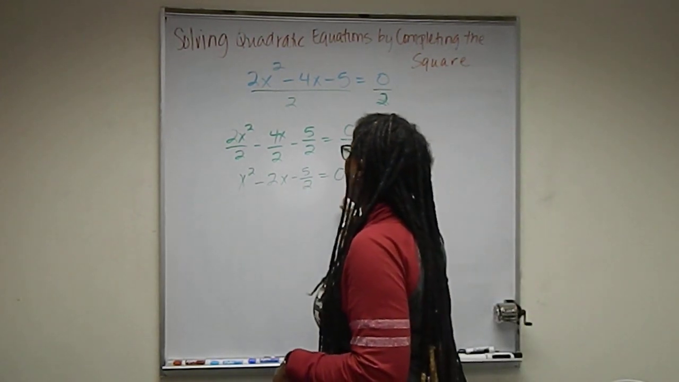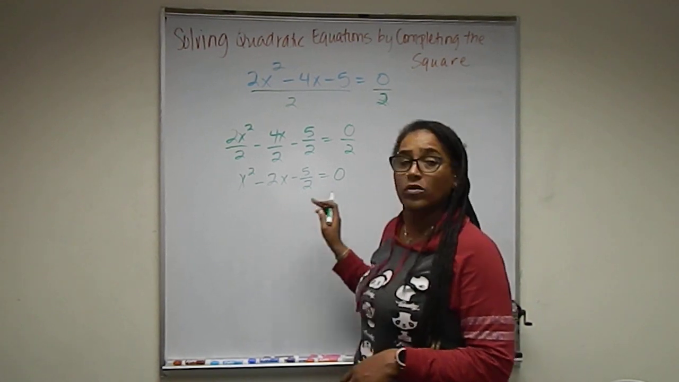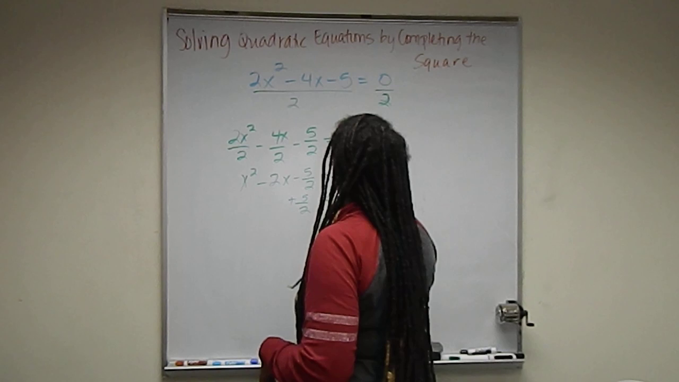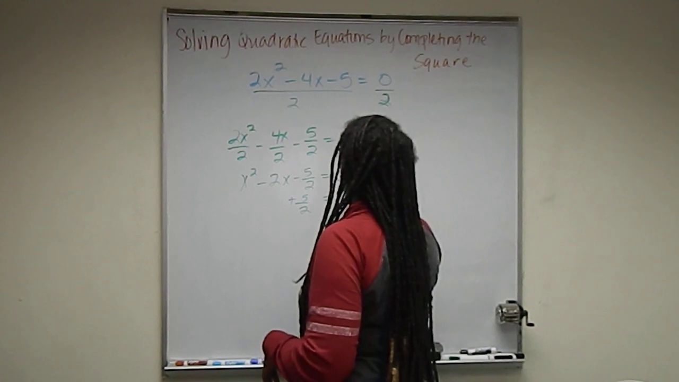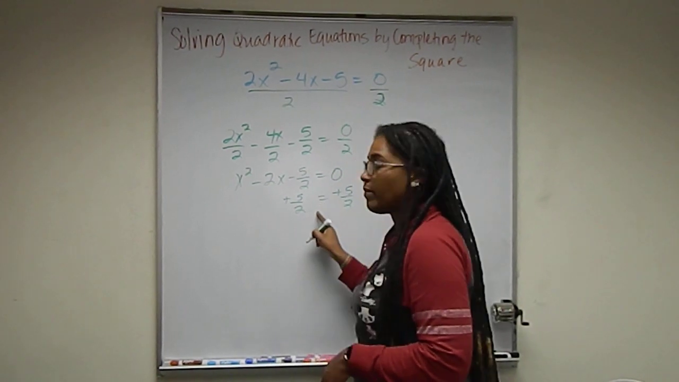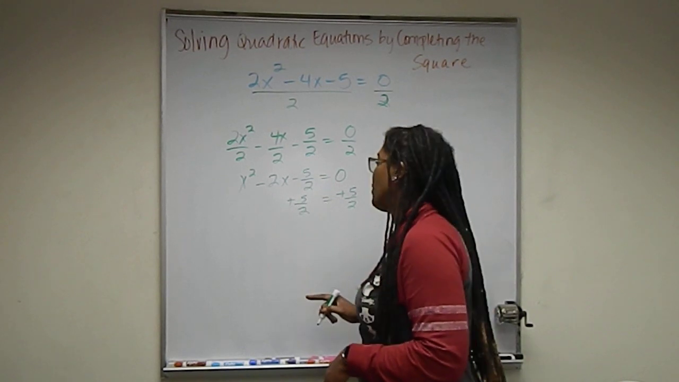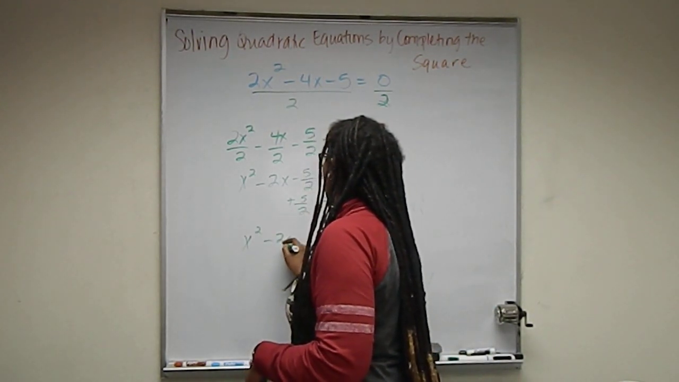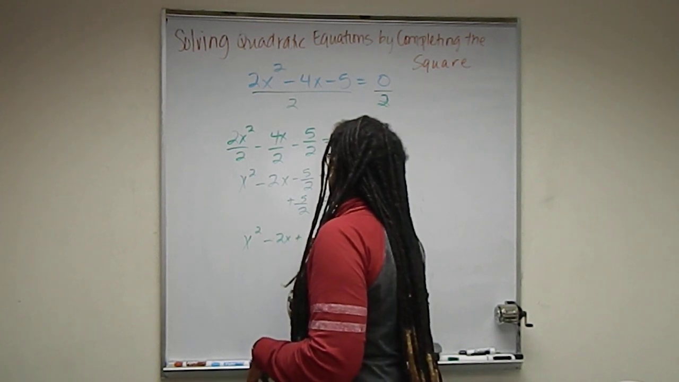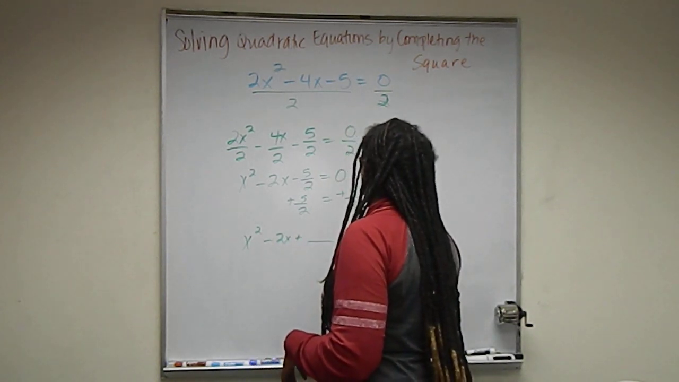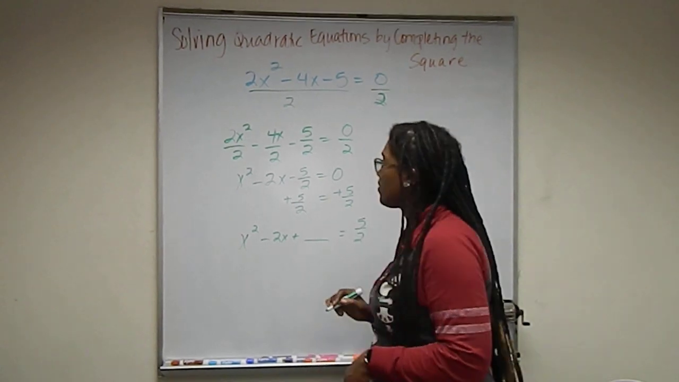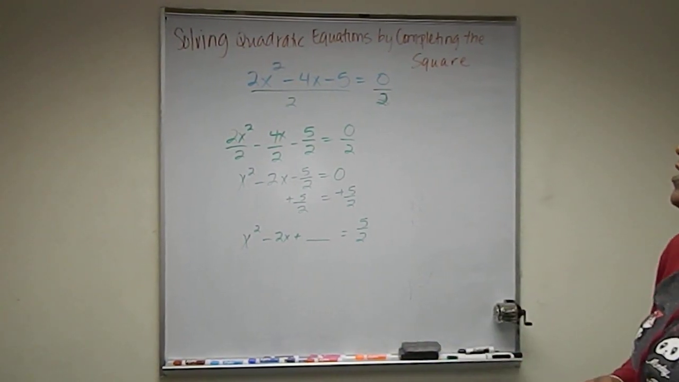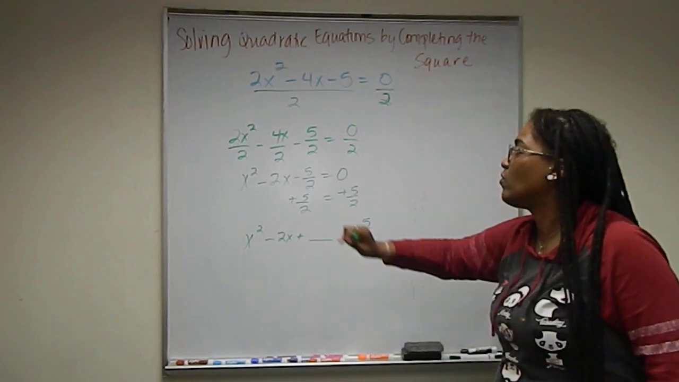And we're going to move our 5 halves over like we're supposed to, so we're adding 5 halves to both sides so we can make space for our new term. I'm just bringing my equals down. It's good to keep them lined up. So now we have x squared minus 2x plus something is equal to positive 5 halves. So far so good? All we did was make sure that our leading coefficient was 1.